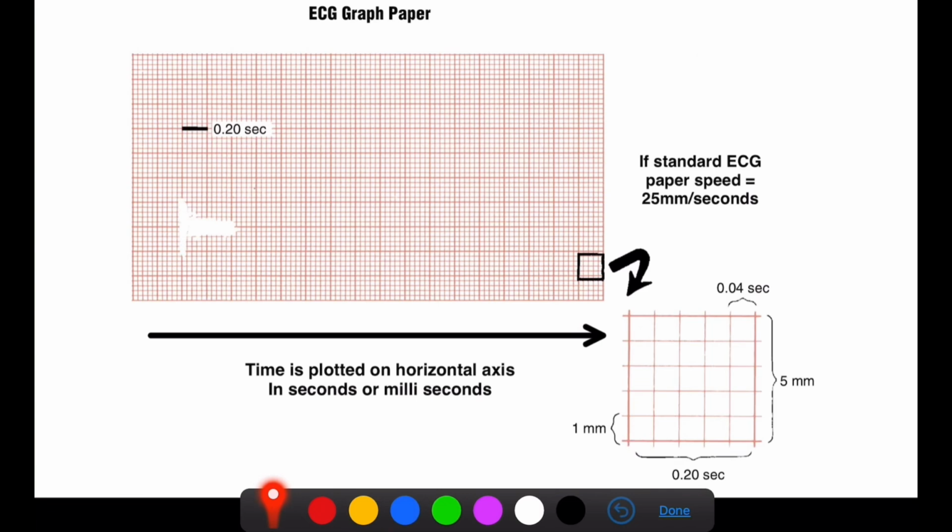As I mentioned in the previous lecture, one small box in ECG paper is equal to 1 millimeter and 5 small boxes make one big box which is equal to 5 millimeter. When ECG paper speed is 25 mm per second, one small box is equal to 0.04 second. 0.04 multiplied by 5 is equal to 0.20. So one big box is equal to 0.20 second.